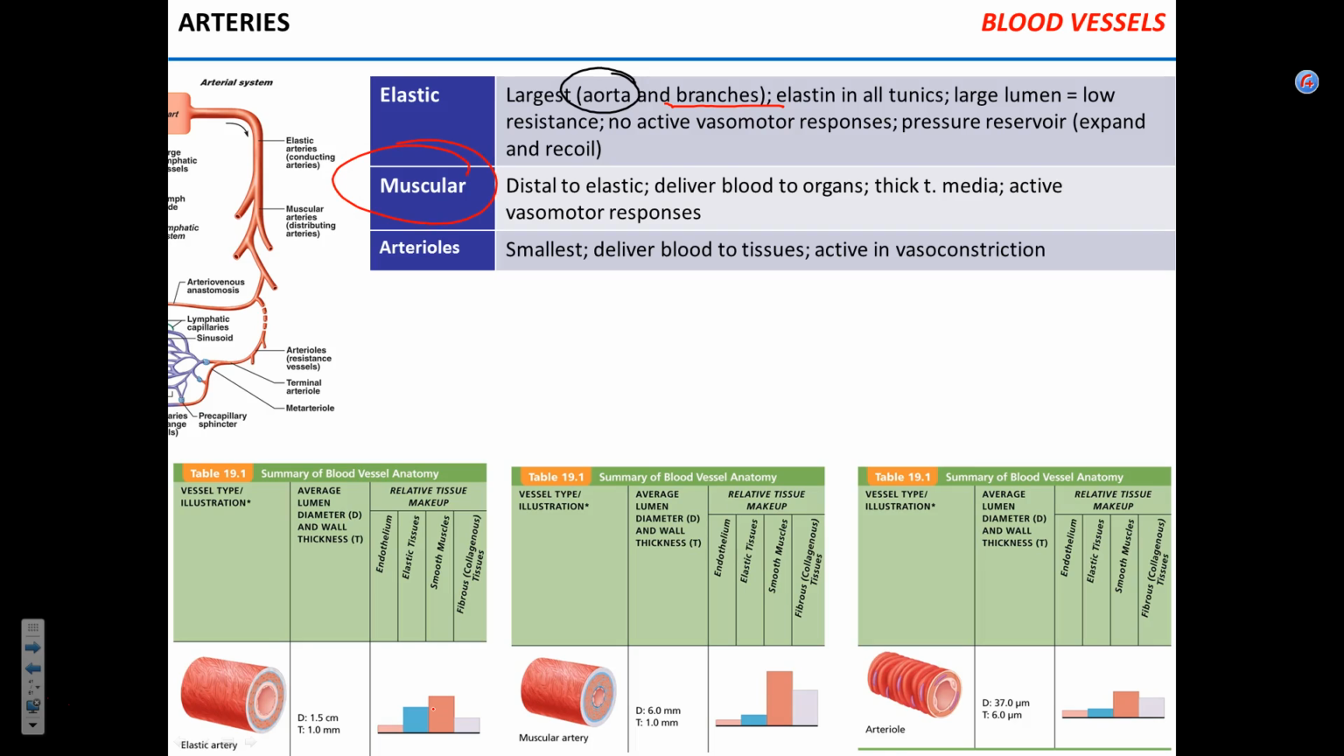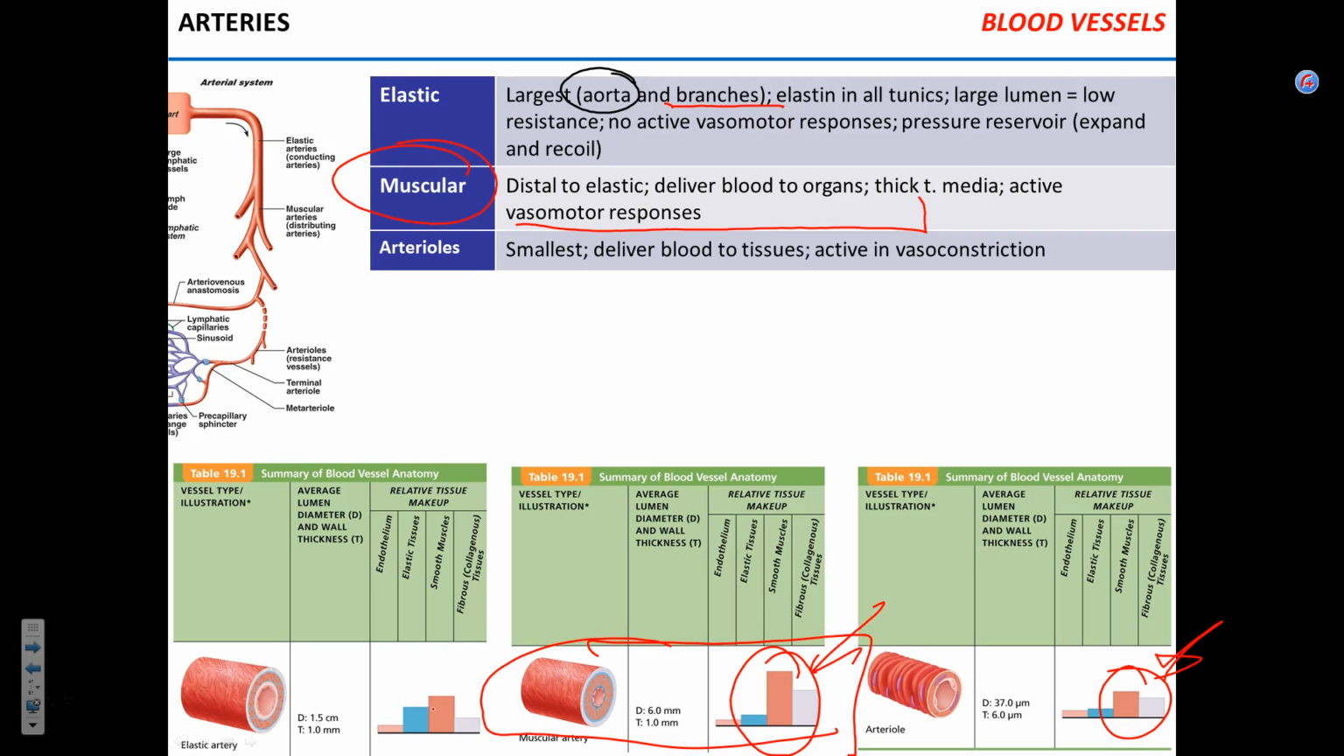Muscular arteries are the next one, branches of elastic. They deliver blood to parts of the organs, okay? And they actually can dilate and contract, okay? So they respond. Arterioles are the smallest ones. So this picture shows you the proportion of the muscle tissue in the muscular arteries and arterioles.